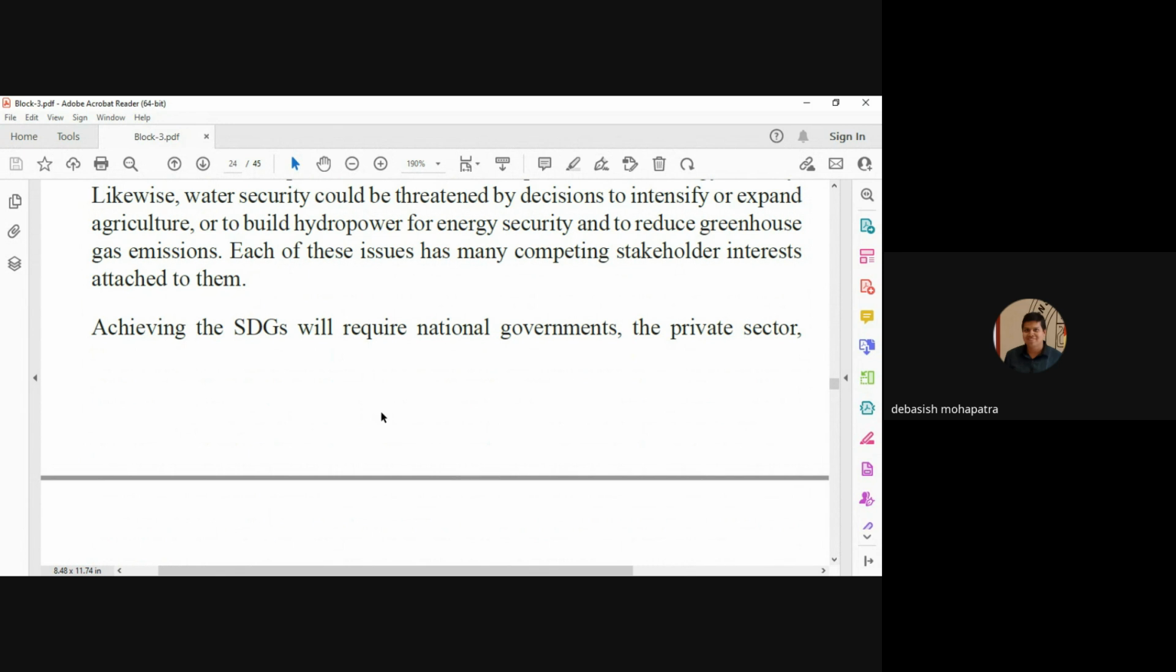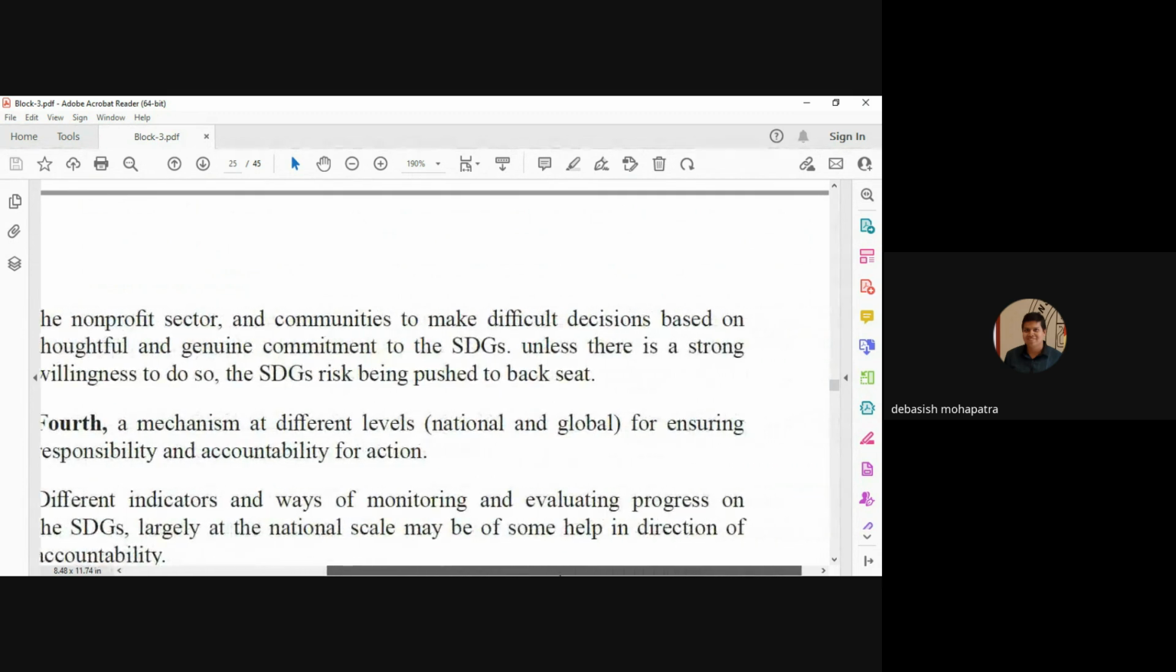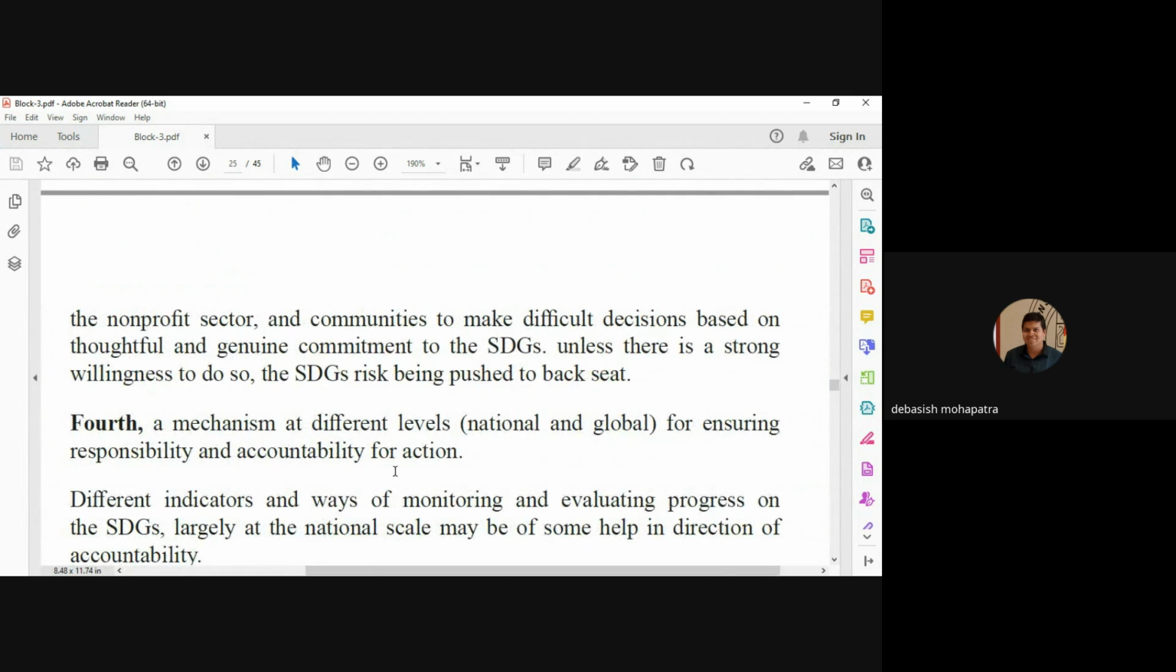Achieving the SDGs will require national governments and the private sector, the non-profit sector, and the community to make different decisions based on a thoughtful and genuine commitment to the SDGs. Unless there is a strong willingness to do so, the SDGs will be pushed to the backseat.